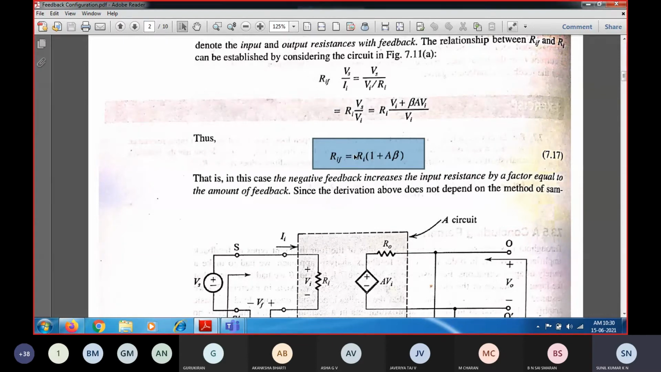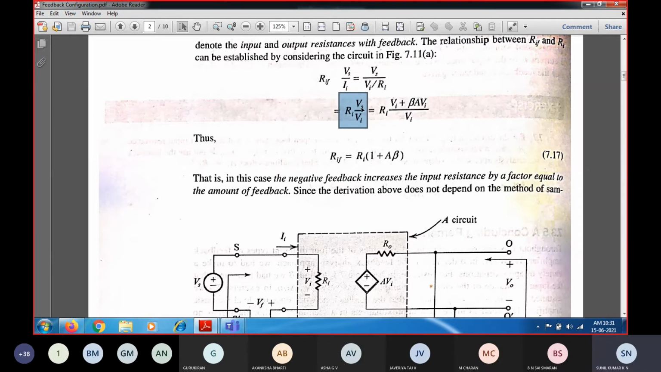In order to prove how the feedback controls the input and output impedance, we have taken the series shunt configuration, obtained the equivalent circuit of that feedback, and we are going to find out the relation between Ri and Rif. So on the input side, Rif is Vs by Ii, where Vs is the source voltage and Ii is the current flowing. Ii is Vi by Ri, so substituting, you will get this expression.